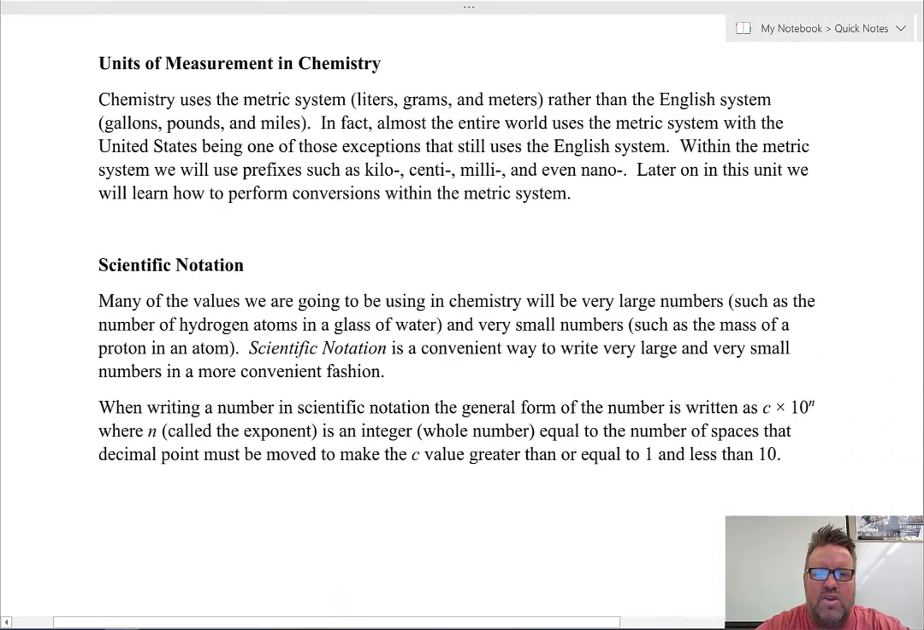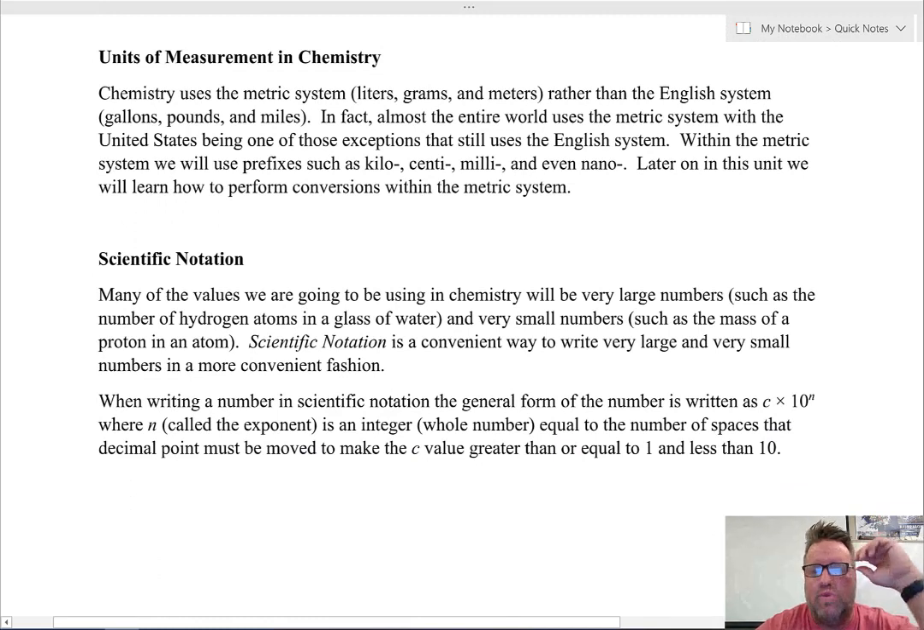One of the things that we do a lot in chemistry is we use really, really big numbers and we use really, really small numbers. And we use them within what's called the metric system. Okay, and here in the United States, we don't use it. We use gallons and pounds and miles, whereas in most of the world, they use liters, grams, and meters. So in science, we're going to use that as well. And again, in chemistry, we use really, really big numbers, and we also use some really, really small numbers.